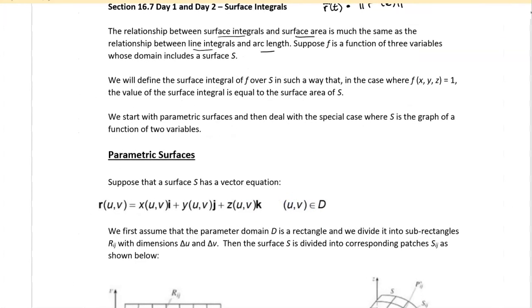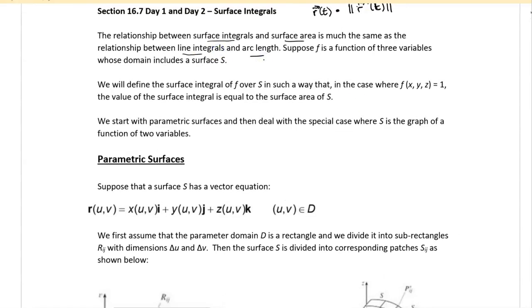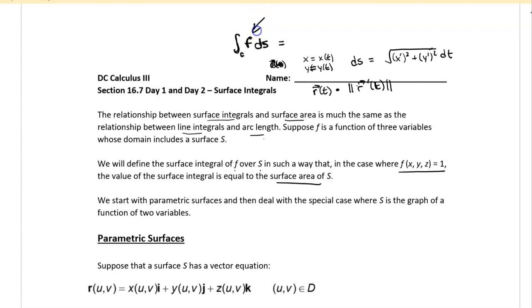So what we're going to be looking at today is trying to find a similar relationship, going from line integrals and arc length to surface integrals and surface area. We are going to define our surface integral of f over our surface S in such a way that when our function is equal to 1, that gives us our surface area, just like when f for our line integral was equal to 1, that simply gave us our arc length. Should make sense because we're just dealing with that guy right there.